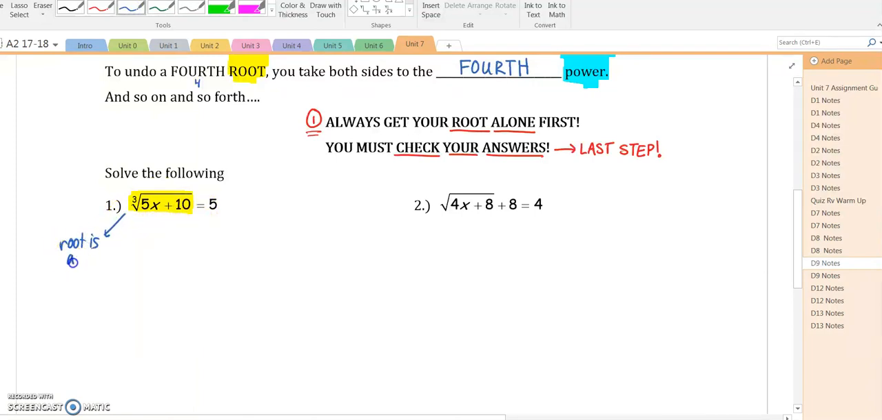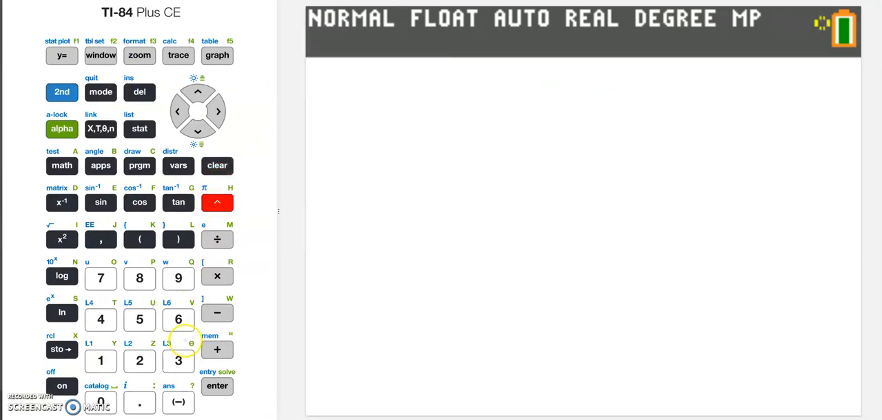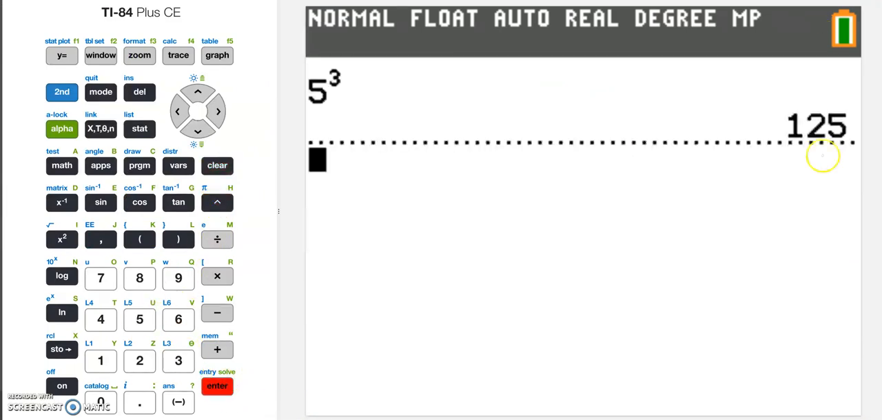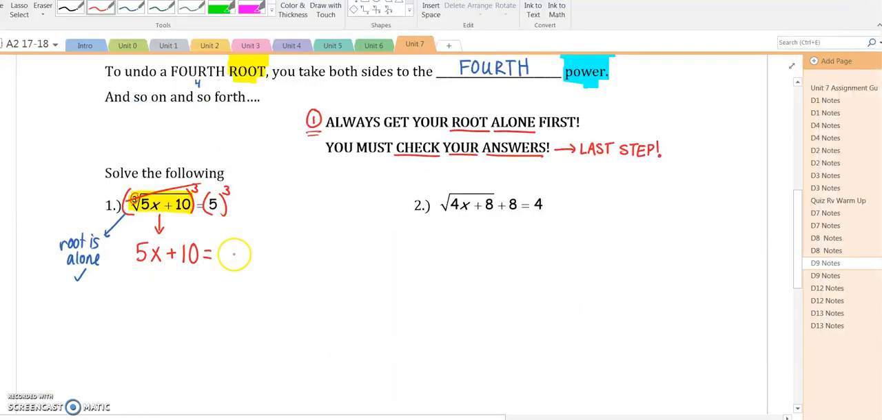So I'm just going to write that real quick. Root is alone, check. Alright, once your root is alone, then what we're going to do is get rid of the root. And to undo a root, we take both sides to a power. So to undo a third root, I'm going to take both sides to the third power. So it's an exponent, and what that does is it cancels out the root. So now I'm only left with 5x plus 10 here. Now don't forget, this is 5 to the third, not 5 times 3. So just to show you in my calculator, I would do 5 caret 3 and press enter, and then it'll tell me what that's supposed to be. So 125.